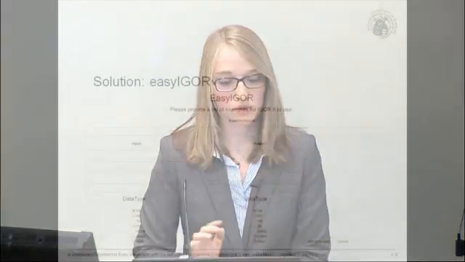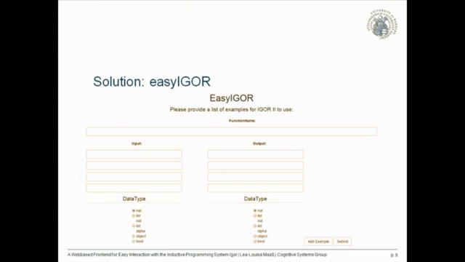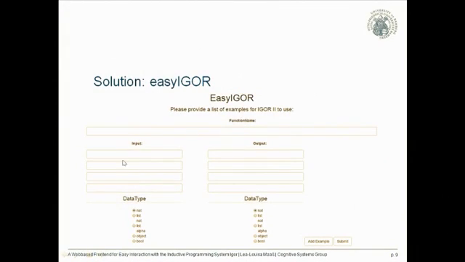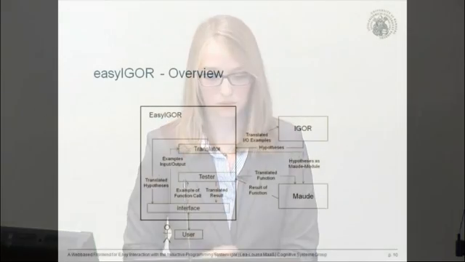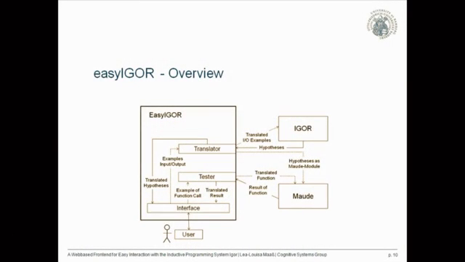So the solution is EasyEgo, which is the web-based frontend I've developed. You can see here that the user can put in the function name, the input, the output, and then just has to state the data type. I will show this in more detail later on with a live demo. But now I just want to talk about how EasyEgo works. So here we have an overview.